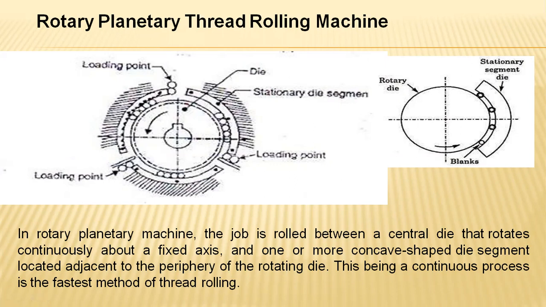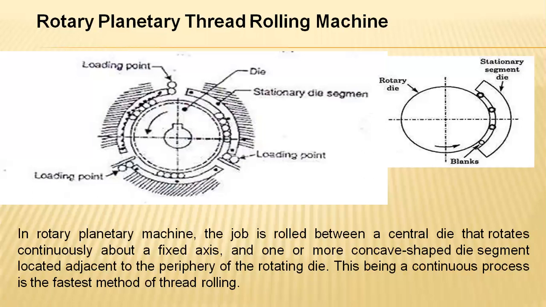Nominally, in this case, that is the rotary planetary machine, the job is rolled between the center die, which rotates continuously about the fixed axis. So the shaft will be fixed permanently, and at a fixed axis, the orientation will be considered. That is nothing but rotating actions will be continuously processed.